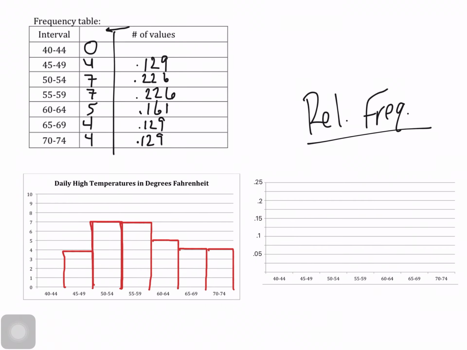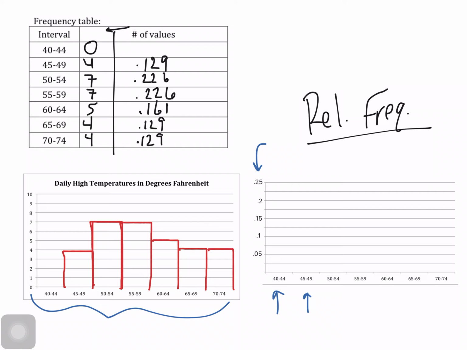So rather than just count the total numbers we have, what we can actually do is we can do relative frequencies within this histogram. So I need to know my total, which is 31. And so out of that total, I have 4 in this group. So I divide 4 by 31, and I get the decimal 0.129. That is my relative frequency for 45 to 49 degree daily high temperatures in Fahrenheit. And I'm going to do the same thing again here, except this time I'm doing 7 divided by 31 because that's how many I had for this group.